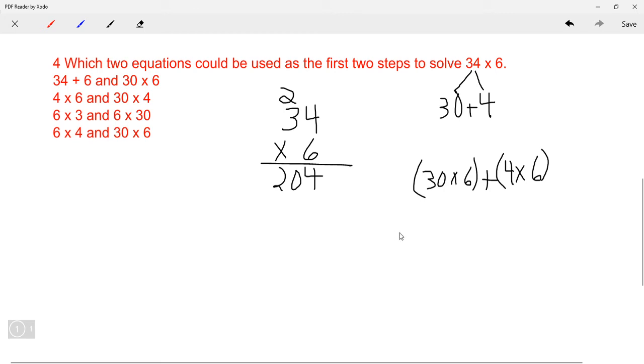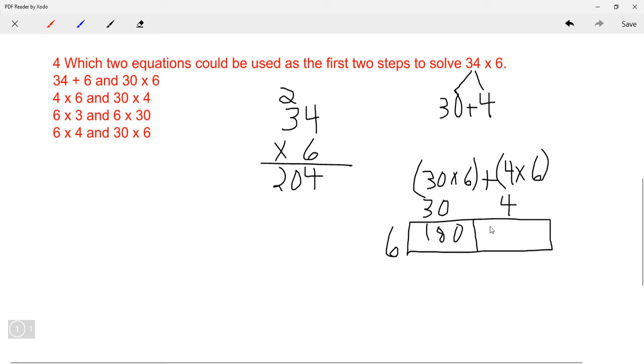Now, the other method that we've been using is the area method, and it's actually the same exact thing as the partial products, but it's just set up differently. You end up doing 6 times 30 and then 6 times 4. So it's the same thing. Just to be clear, this is 180, 24 for 6 times 4. You add these up, and 8 plus 2 is 0, carry the 1, and it gives you 204.